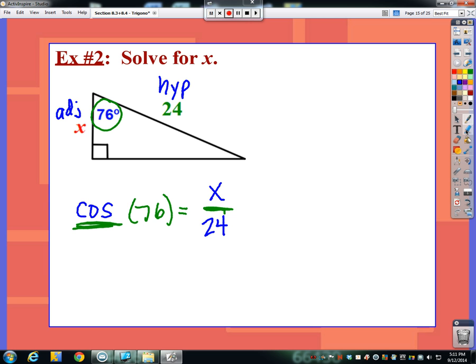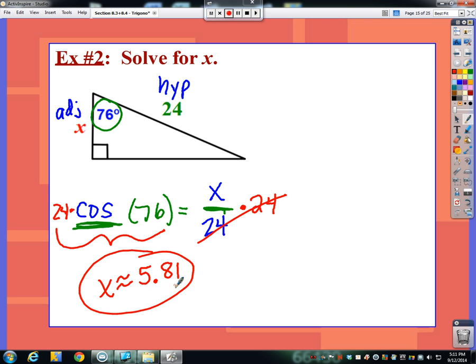Now, we want to solve for x. Here's x. In this case, we don't have to multiply x over because x is already in the numerator. All we have to do now is multiply the 24 over to the other side, and this is what we want to throw into our calculator. So 24 times cosine 76 in parentheses, I get approximately, I'm going to go 2 decimal places, 5.81. It's 5.06, but the 6 is going to bump my 0 up to a 1. And there's the approximate value of x. And that's it.